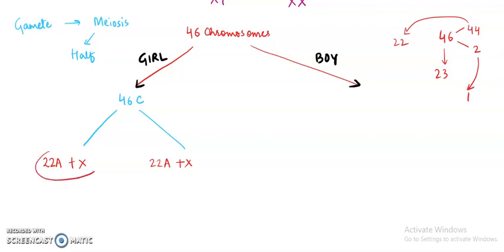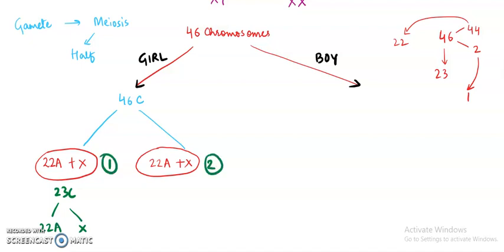So in the case of the girl gamete, you can see that the gamete has only 23 chromosomes. In these 23 chromosomes, 22 are autosomes and 1 is the sex chromosome. So is the case in the second gamete. So we have seen that in the case of girls, we have received homomorphic gametes.